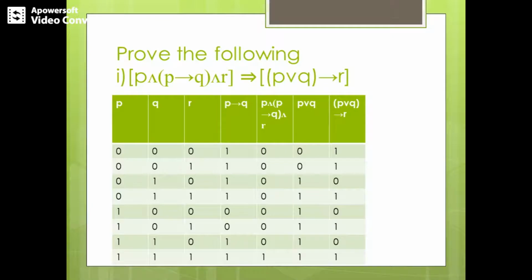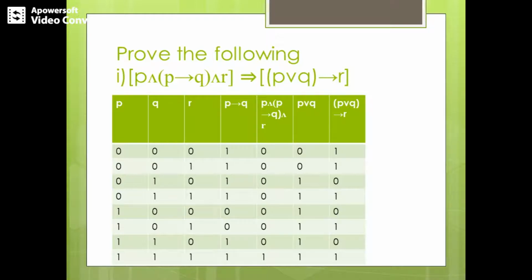And see that whenever the left hand side is true, the right hand side is also true. So we have constructed 8 rows for 3 different primitives P, Q, R, covering all possible combinations of the propositions: 0, 0, 0, 0, 0, 1, 0, 1, 1 and so on. Then we know how to construct P implies Q. We know P implies Q is false only when P is true and Q is false. That is there in two rows, the fifth and the sixth row, where you can observe the result is 0 for P implies Q.